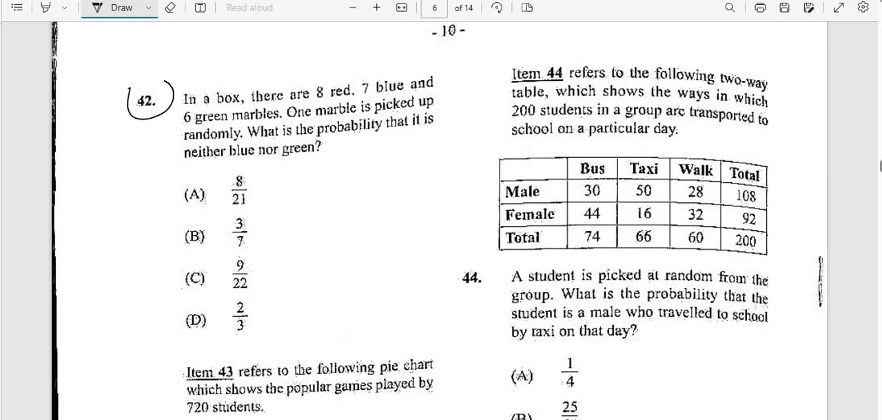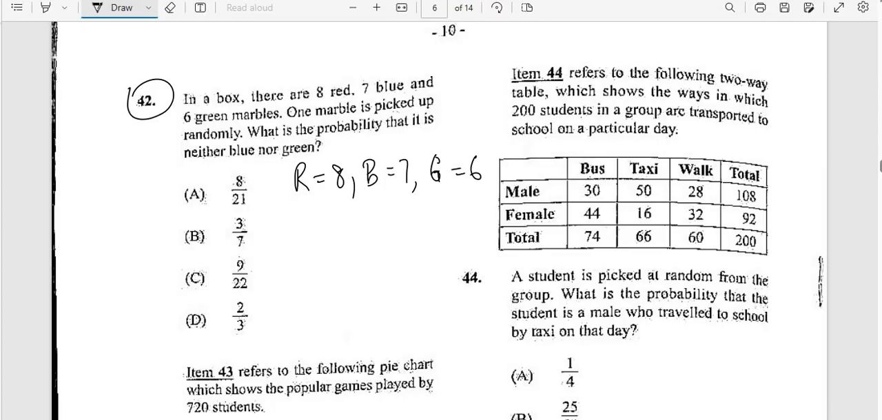Now, question 42. It says here, in a box, there are 8 red, 7 blue, and 6 green marbles. So red marbles, we have 8. Blue marbles, we have 7. And green marbles, we have 6. One marble is picked up at random.